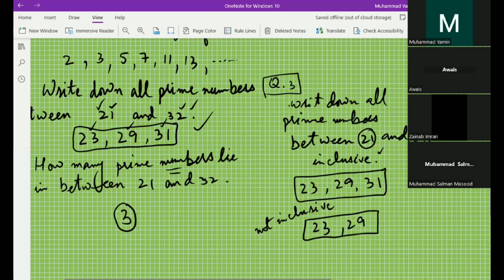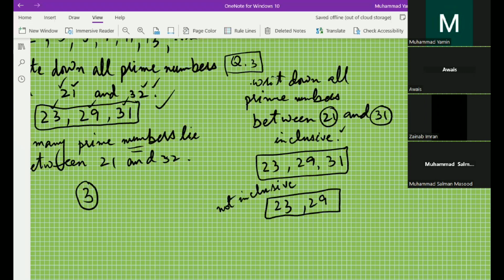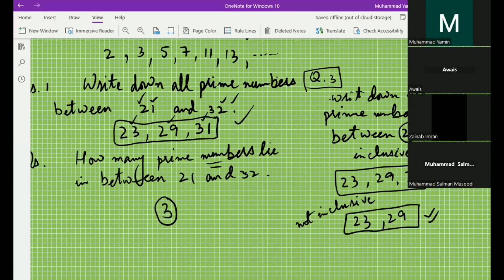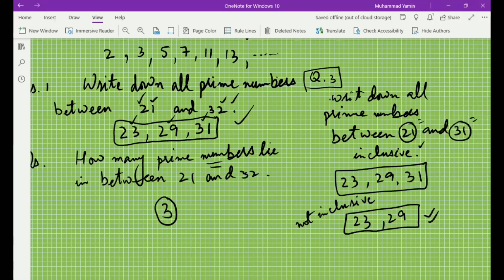As I gave the example, when it is not said inclusive, they just say write down all prime numbers between 21 and 31. Then this will be the answer. That means this 31, which is at the border, that means in the limit of this list, will not be included. But if they say inclusive, then we have to include that also. The border numbers are these numbers which are given here for the list. Okay. So these three questions must be in your mind, and keep this strictly in your mind that this is a sure question that will be coming in your examination this year also.